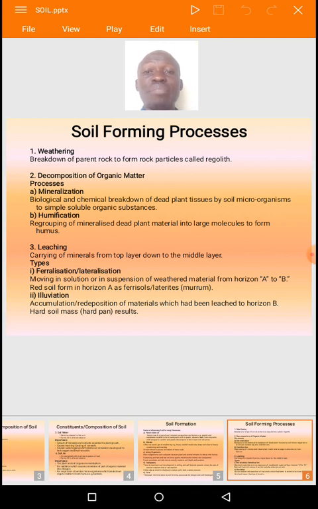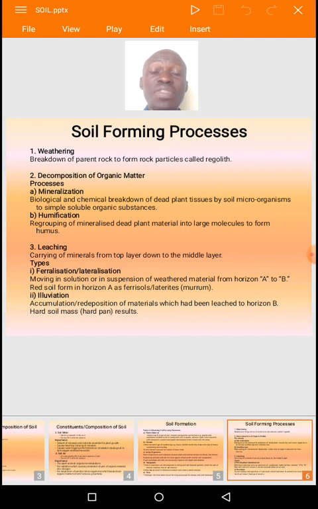Soil forming processes. The first process we call weathering, where rocks are broken down to form rock particles. From there, we have the decomposition of organic matter, because the rock materials alone cannot form soil. So now we have other materials to add up. Remember we said the rock material makes up 45%. Then we have the 25% from this organic material.